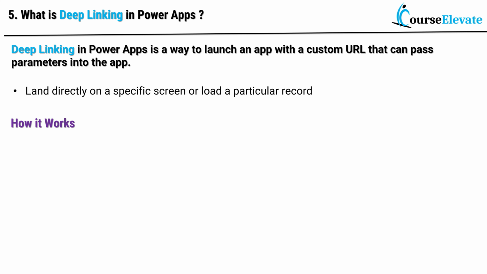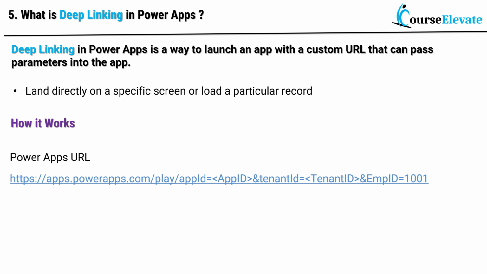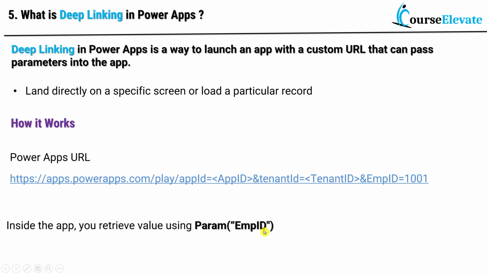How does it work? A Power App can be opened using a URL like this. So here AppID is equal to 1001. This is a query string parameter. Inside the app, you retrieve the value using the Param method, and inside that you pass AppID.